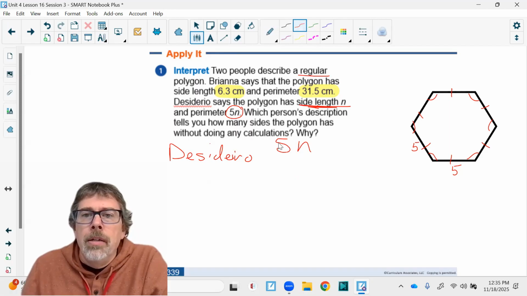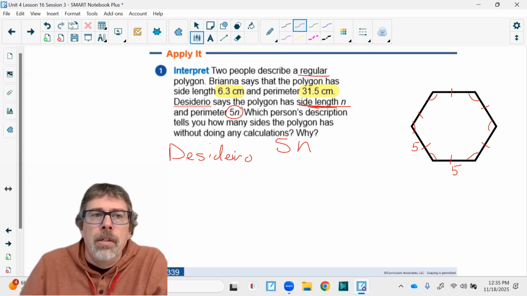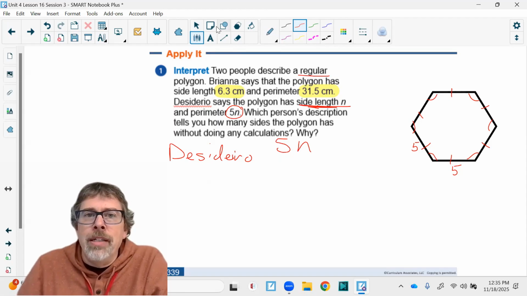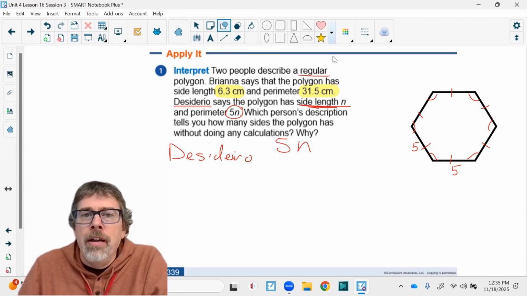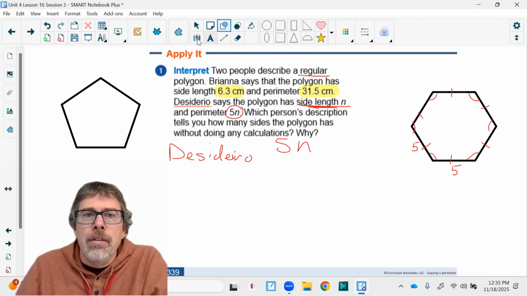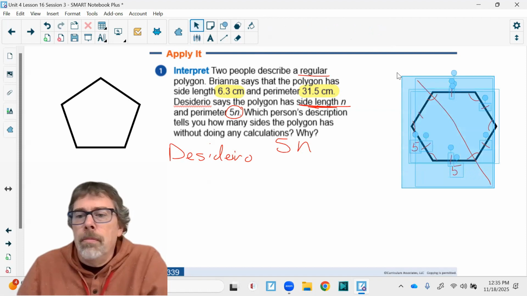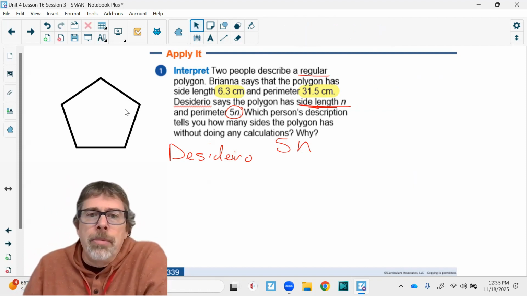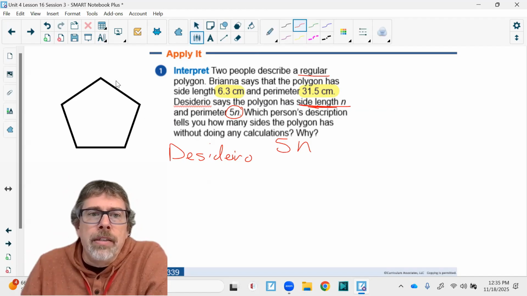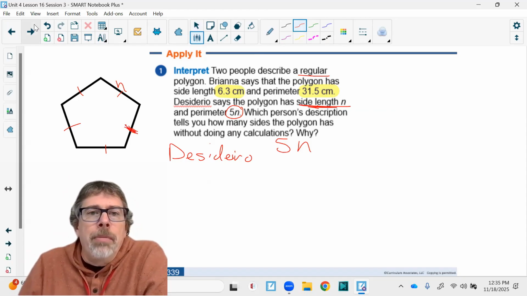Which person's description tells you how many sides a polygon has without doing a calculation? Well, it was Desiderio. I drew a 6-sided figure here, so I didn't guess right. It was actually a 5-sided figure, which is called a pentagon. So they're talking about a 5-sided figure with side lengths of n, and since it's regular, they're all equal. That's what regular means.